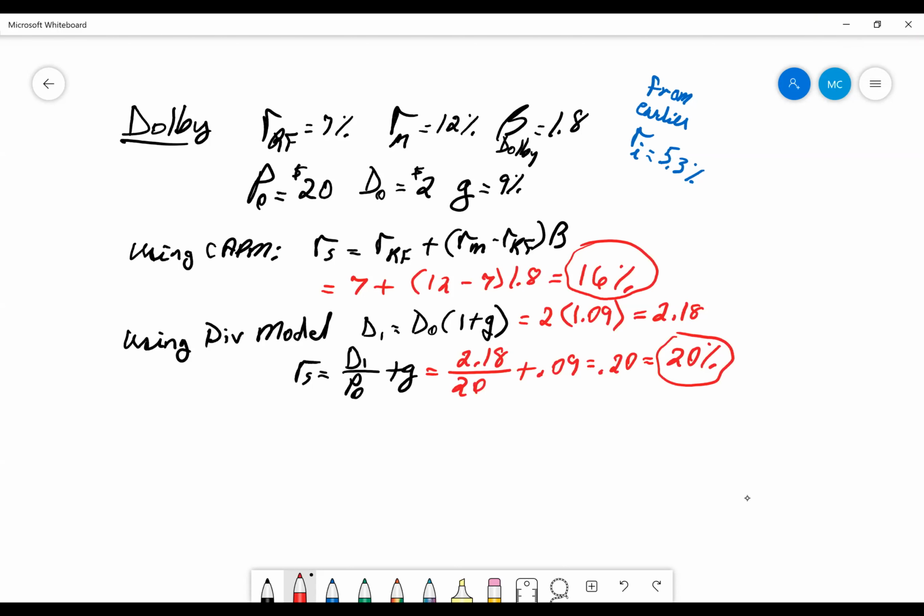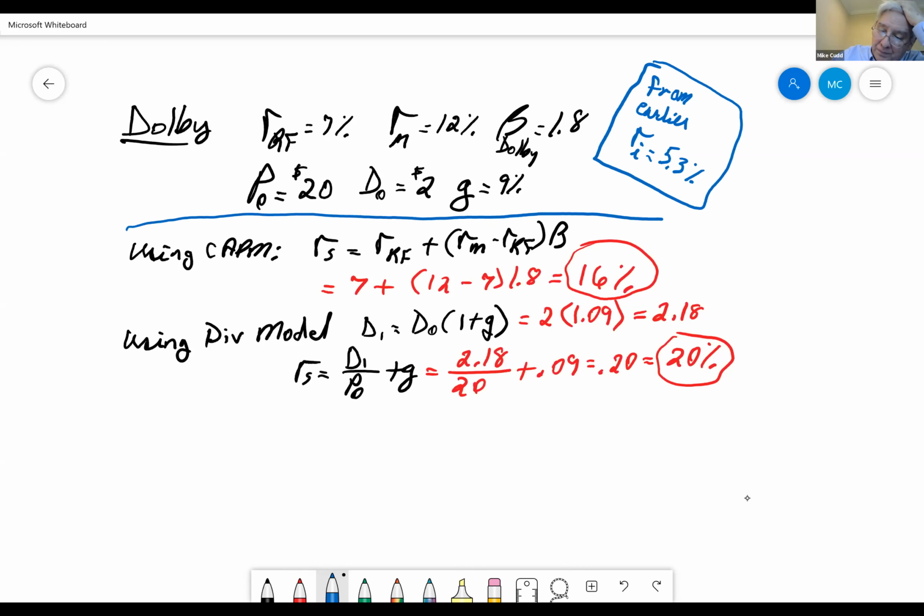Cool, very good. Now, as long as we're here, let's stretch this out a little bit more. You know, earlier, for Dolby, we found the cost of debt was 5.3%. Let's assume Dolby likes the CAPM.